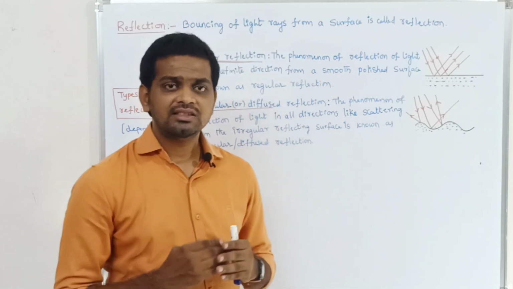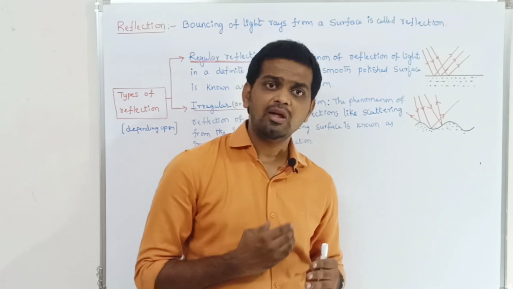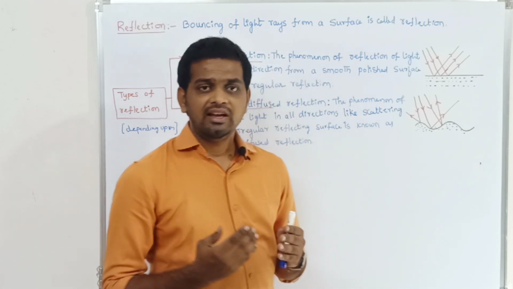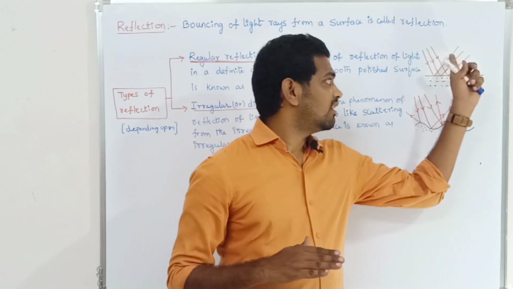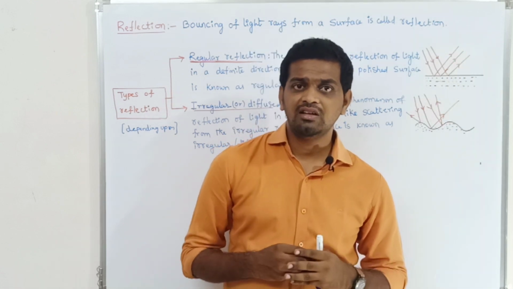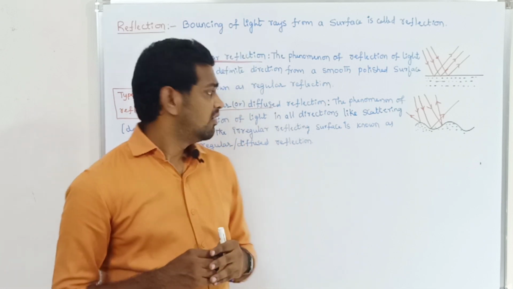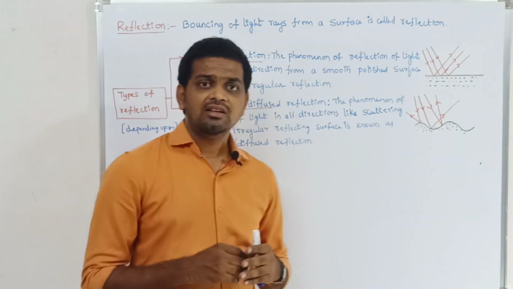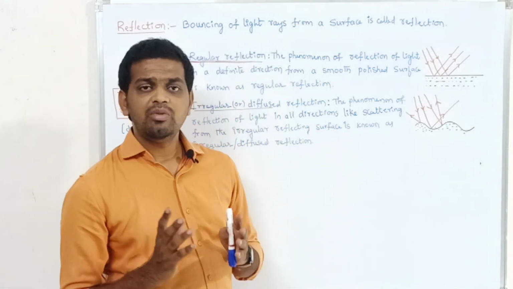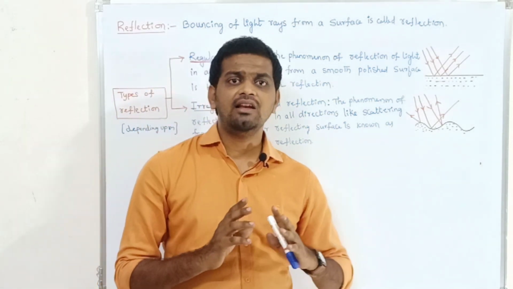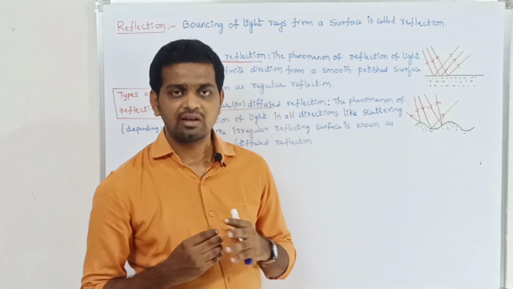If the reflecting surface is a plane or smooth surface, you will get regular reflection. Why? Because it has definite reflecting rays, so we call that regular reflection. Coming to irregular reflection or diffuse reflection, when light falls on an irregular surface, the light is diffused or scattered in all directions. This phenomenon is considered irregular reflection.